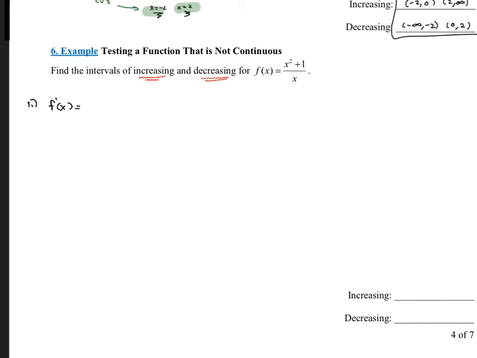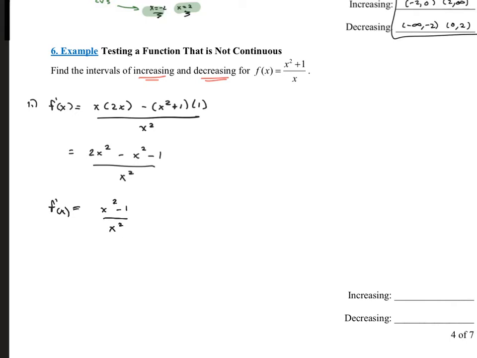This is a quotient, so I'm going to use the quotient rule. It's the bottom times the derivative of the top minus the top times the derivative of the bottom, all over the bottom squared. And now I'm going to do some simplification. Simplifying the numerator, don't forget to distribute that negative to both terms. I had 2x squared minus x squared minus 1. Combining like terms and simplifying further, let's see what we get.